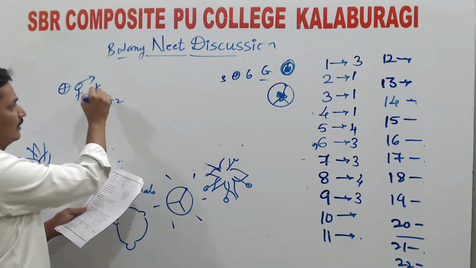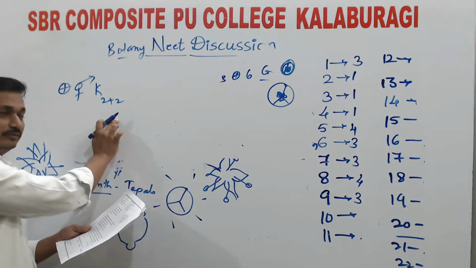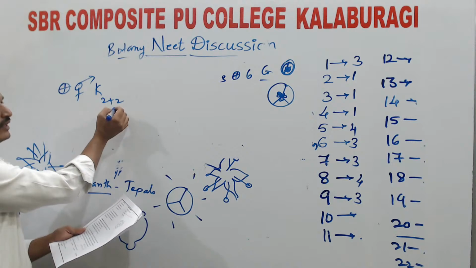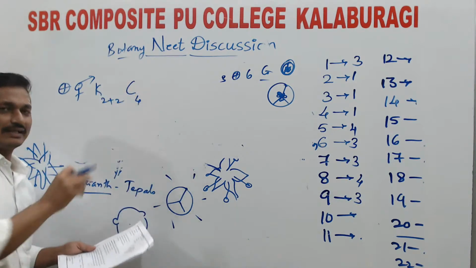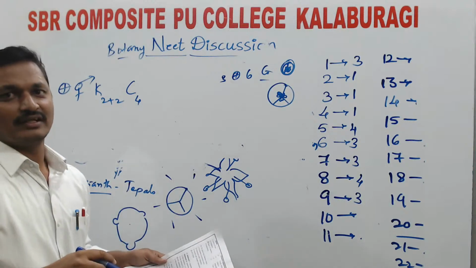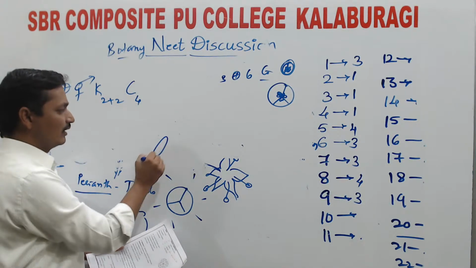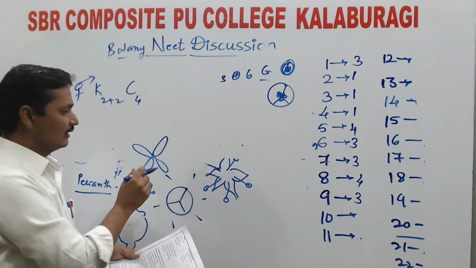2 plus 2. K for calyx. Calyx having 4 sepals. 2 plus 2 are inner and 2 are outer. Then corolla having 4. See the corolla of the Brassicaceae or mustard. It is called a cruciform corolla. Okay, cruciform corolla. You can observe the mustard. We find cruciform corolla.